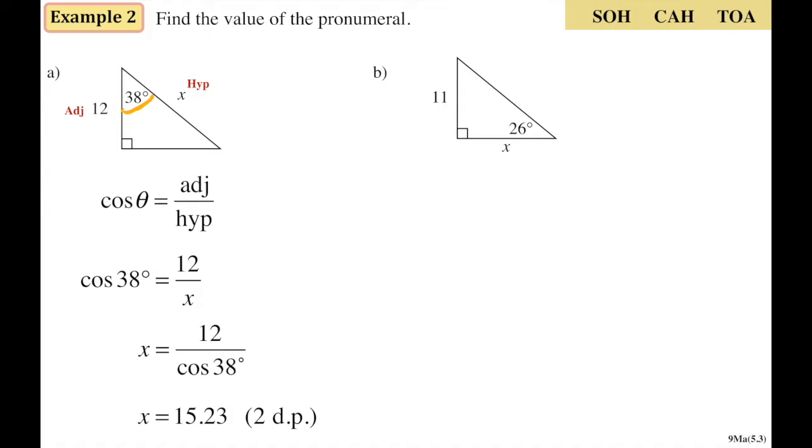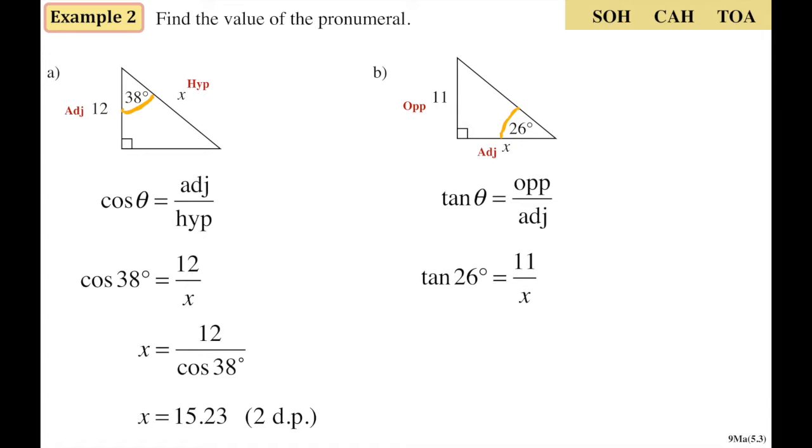Let's label our triangle for part B. We know the angle that we've been given is 26 degrees. So what's x and what's 11? Well, 11 is the opposite side, x is the adjacent side, opposite and adjacent. Use tan. So we write down the formula for tan. Tan theta is opposite over adjacent, TOA. Tan 26 will be 11 over x.